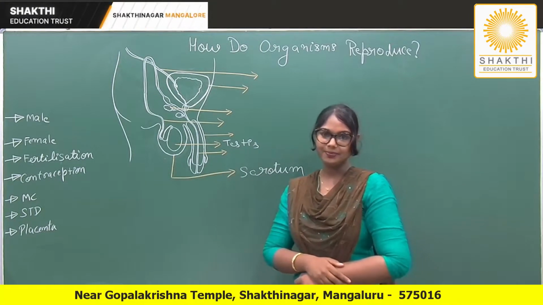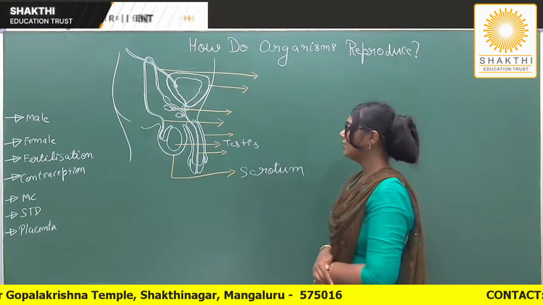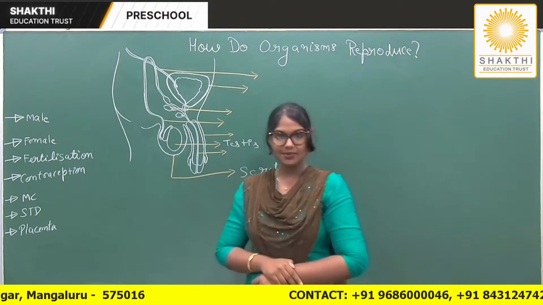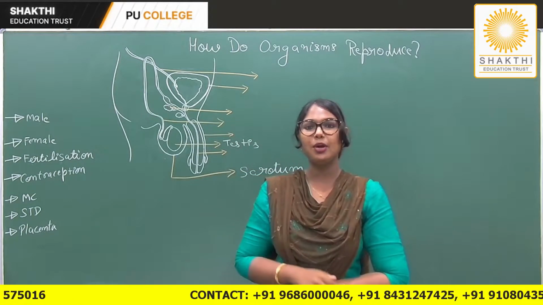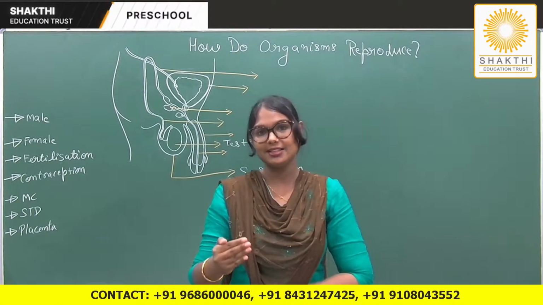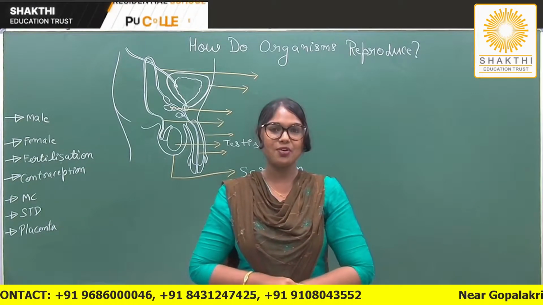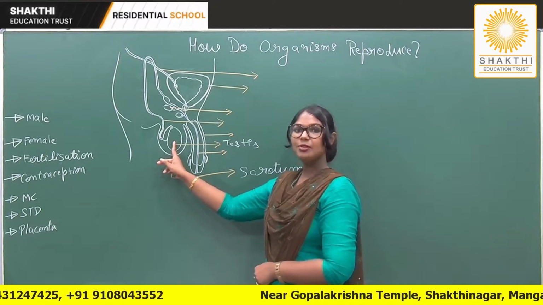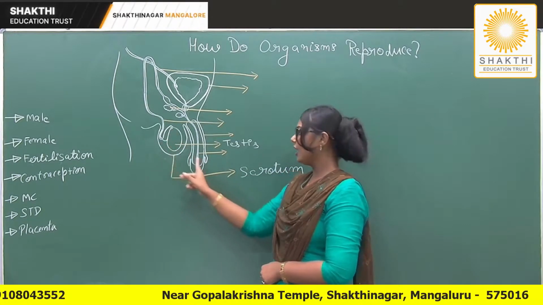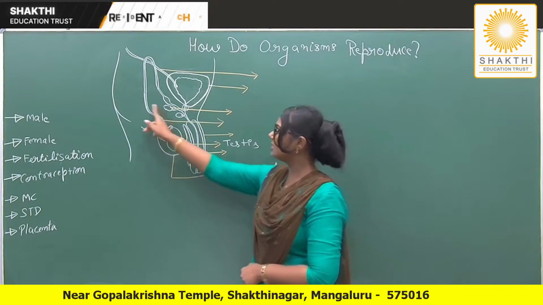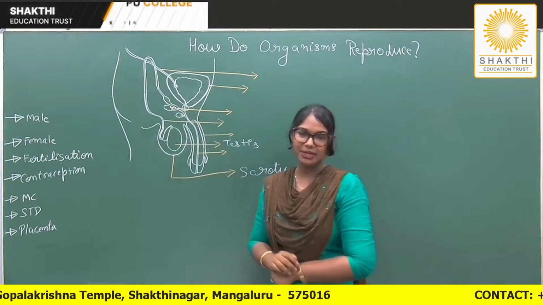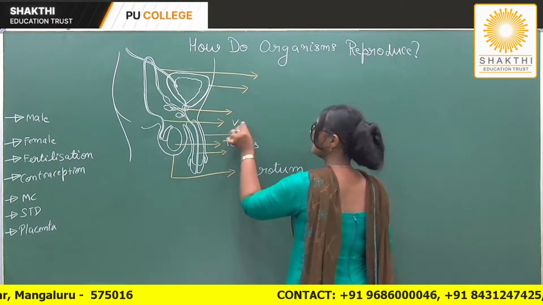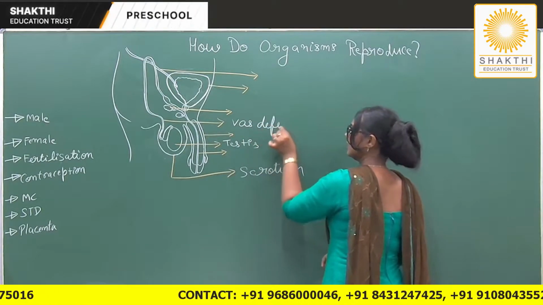Very important. Next, we have the pipe coming out of the testis. This is called the duct. Ducts are nothing but pipes. We don't call them pipes as such, but these are ducts. The ducts are mainly used for transportation. The sperms produced by the testis have to be transported from the testis to the tip of the penis. So, we have this duct coming out. There are many ducts, but you are supposed to study only one, that is the vas deferens. The vas deferens is a duct that transports the sperms.